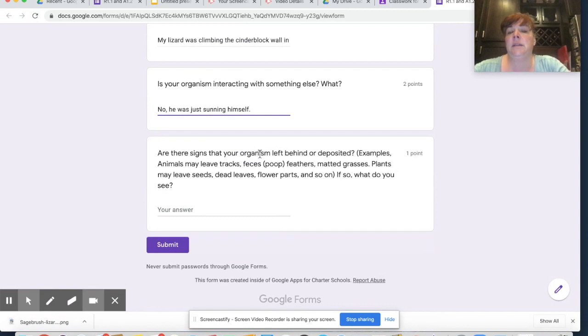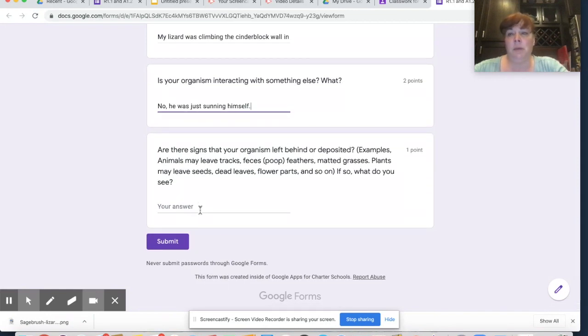Are there any signs that my organism left behind or deposited? Some things that could be there are animals can leave tracks, feces, or poop, feathers, matted grasses. Plants can leave seeds, dead leaves, flower parts, and so on. If so, what did you see? Okay, so not too bad.